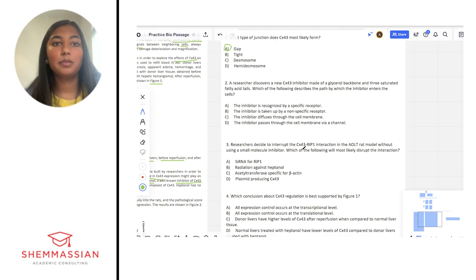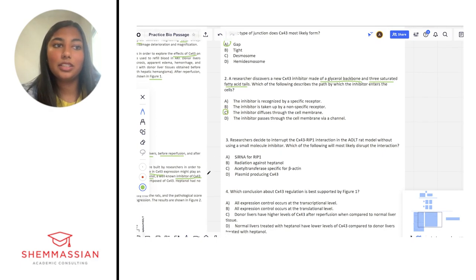And so we want to think about this particular inhibitor and what class that would fall into. So here we see that it is made of a glycerol backbone and 3 saturated fatty acid tails. So glycerol is a type of lipid, and 3 saturated fatty acid tails are basically just really long hydrocarbons with no double bonds. And so we want to think about whether or not that would be a really polar or nonpolar molecule. So I'll give you guys a second to think about it. So if you said that this is a really nonpolar molecule, you are correct. And because it's nonpolar, it will be hydrophobic and it will be able to pass through the membrane. And so for those reasons, answer choice C is the correct answer to this question.